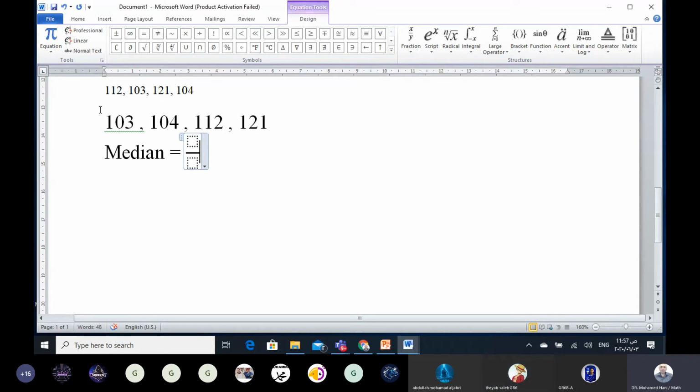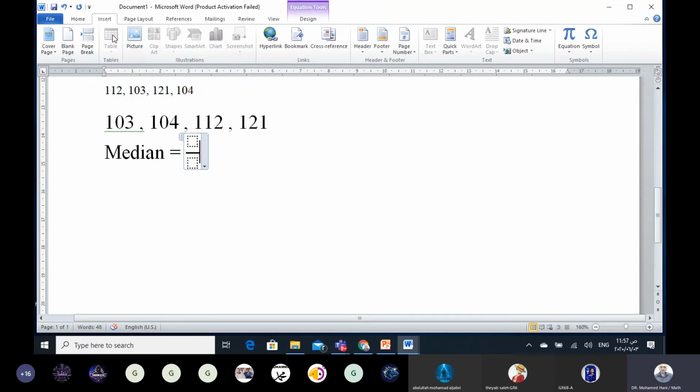Check with me, please. This is the data after the order. And as you see, we have 4 numbers, which means we have an even count. When you have even, take the 2 numbers in the middle. So we can take them and find the mean: 104 plus 112 divided by 2.